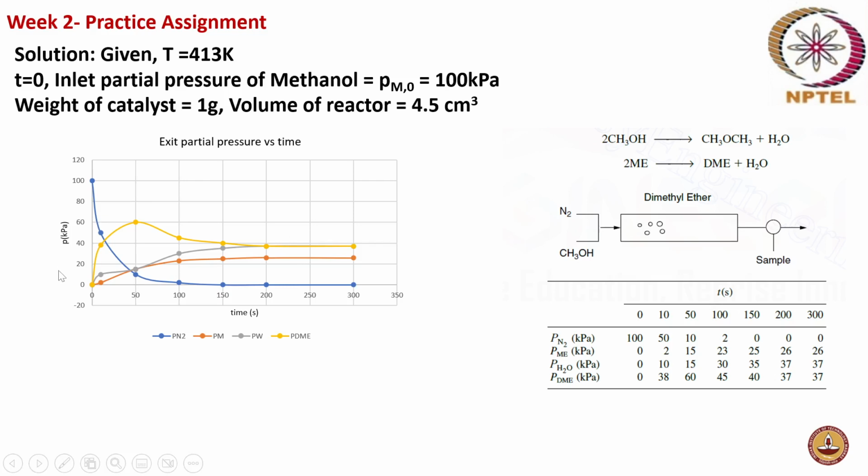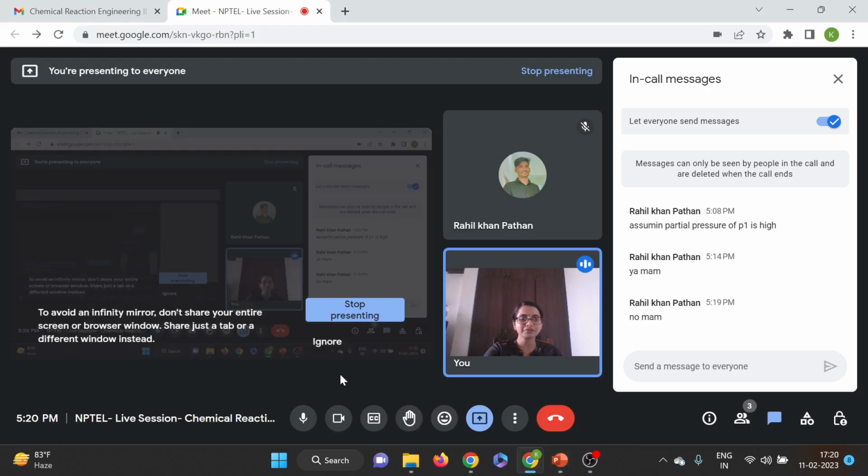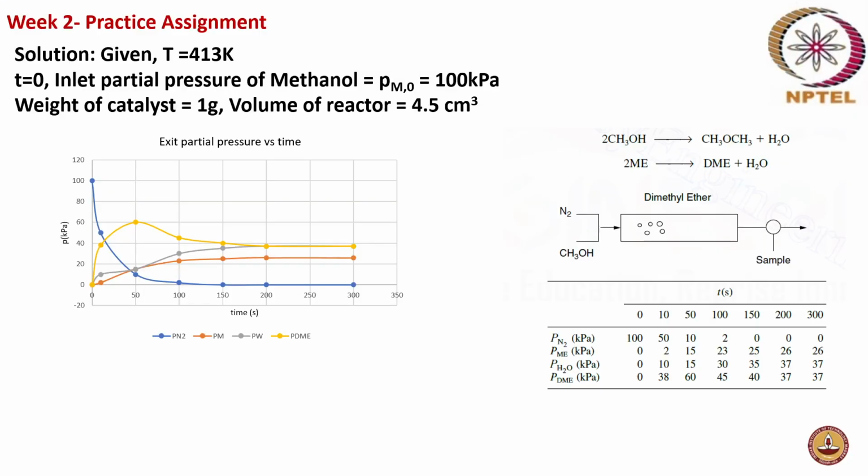So this is the exit partial pressure of different components versus time. So what does this say? What kind of observations do you get from this graph? You can just see this graph and say what the observations are. What happens to the partial pressure of nitrogen? What happens to methanol? What happens to dimethyl ether? And what happens to water? What could you observe for each case?